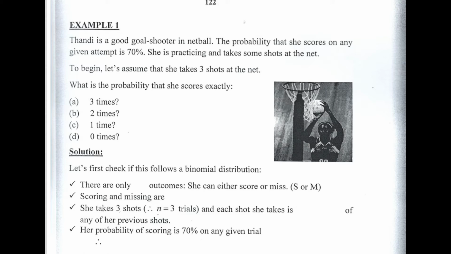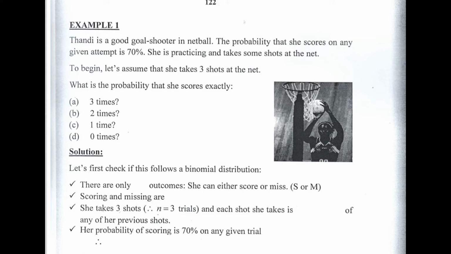All right, example 1. Thandi is a good goal shooter in netball. The probability that she scores on any given attempt is 70%. Straight away, see here that the probabilities are not 50-50, which they were in all the other examples of binomial distribution that I gave you. So it doesn't have to be 50-50.